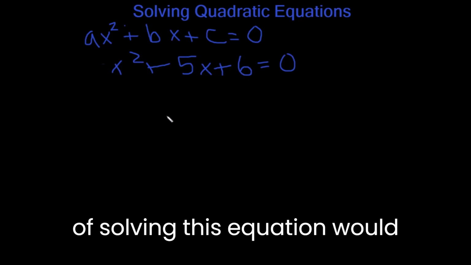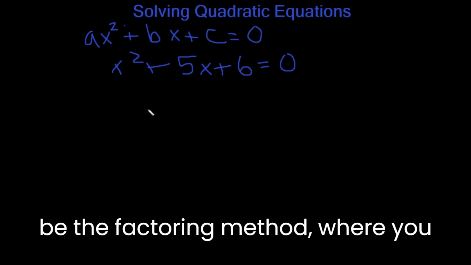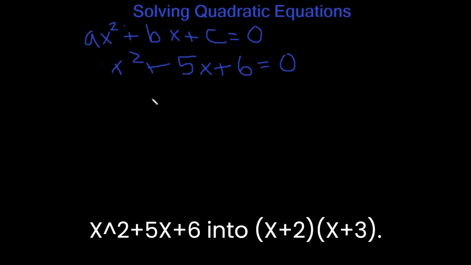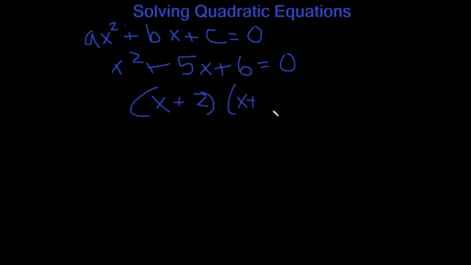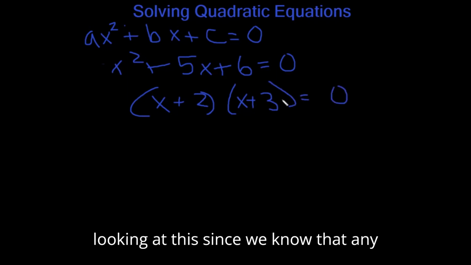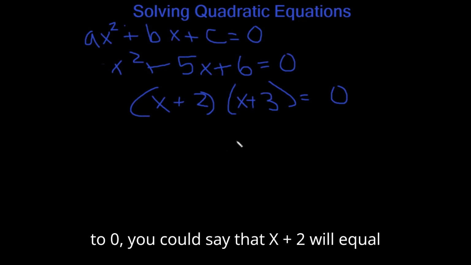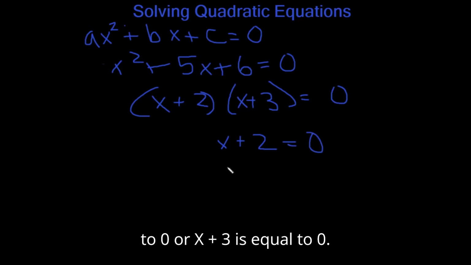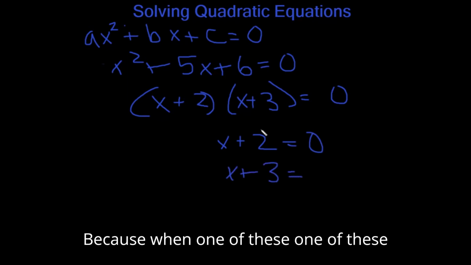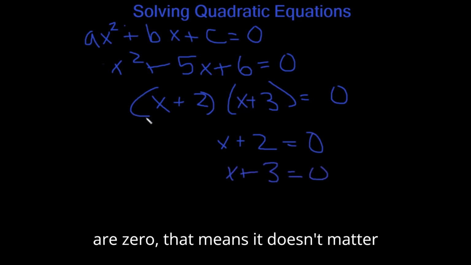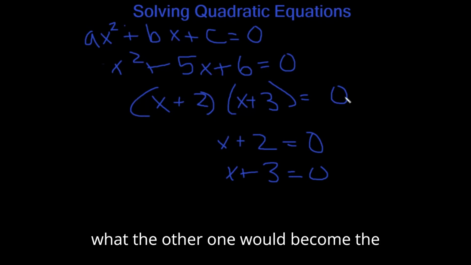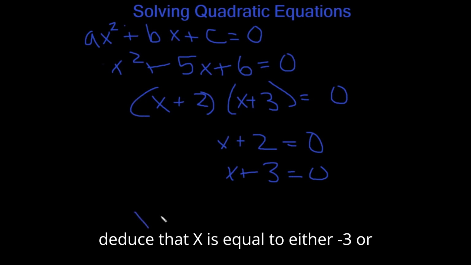So one way of solving this equation would be the factoring method, where you turn x squared plus 5x plus 6 into x plus 2 times x plus 3 equal to 0. And by looking at this, since you know that any number multiplied times 0 will equal 0, you could say that x plus 2 will equal 0, or x plus 3 is equal to 0. Because when one of these is 0, it doesn't matter what the other one will become, the product will become 0. So you can deduce that x is equal to either negative 3 or negative 2.